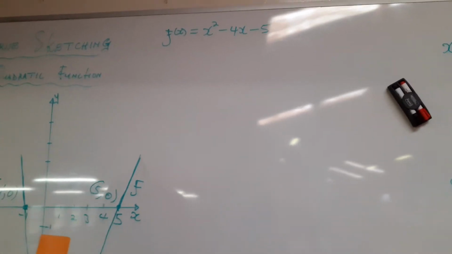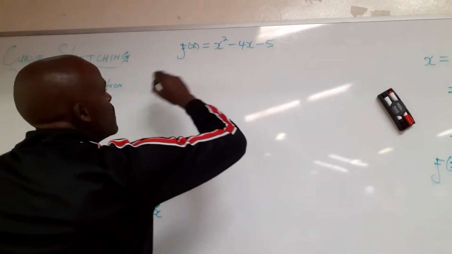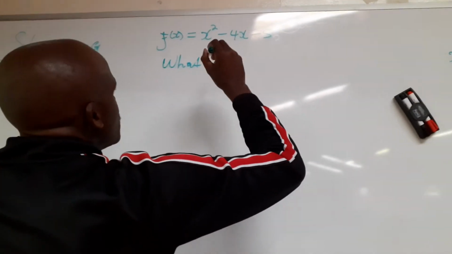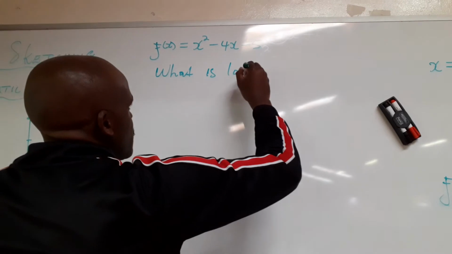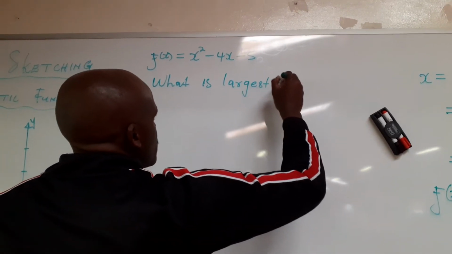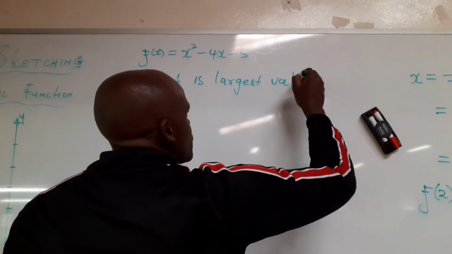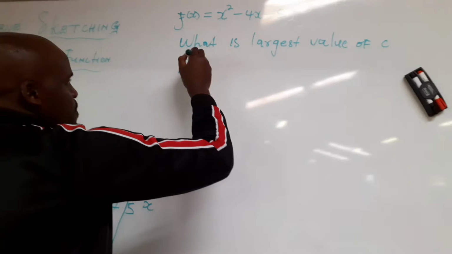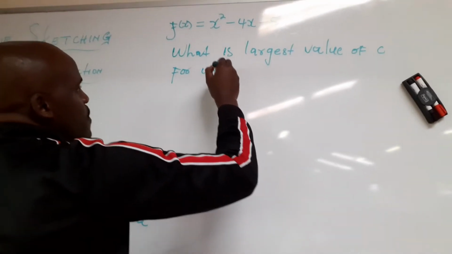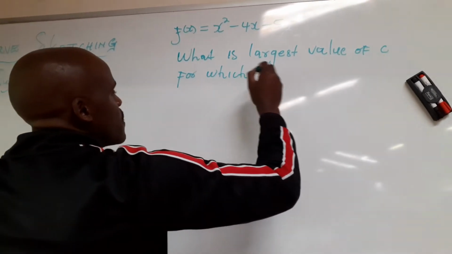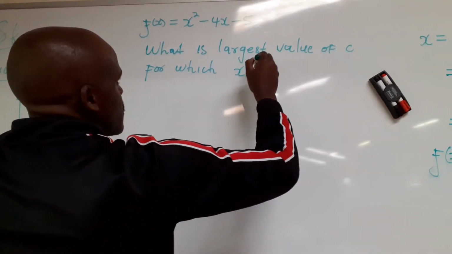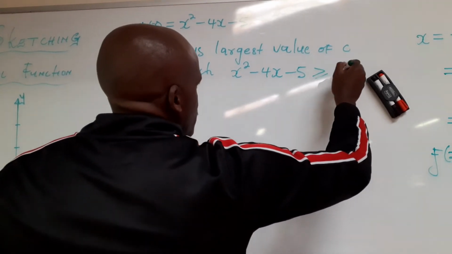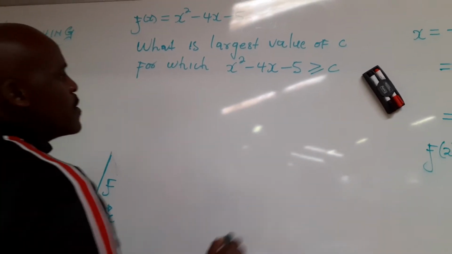Right, for the next question. What is the largest value of C? We are to find the largest value of C for which x squared minus 4x minus 5 is greater or equal to 0 for every value of x.